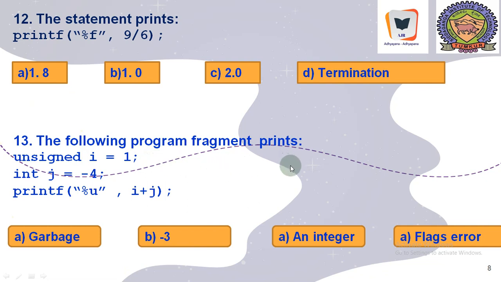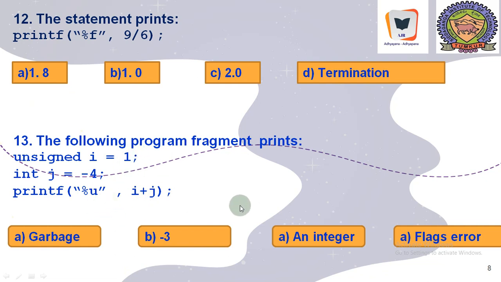The following program fragment prints: unsigned i equal to 1. This kind of program we need to execute. Otherwise, it's impossible to tell the correct answer immediately. But anyway, let us be informed about this. Unsigned integer i equal to 1, integer j equal to minus 4. printf with %u, the format specifier for unsigned integers. But what we have done is i plus j. i plus j is exactly equal to minus 3. So 1 minus 4 is minus 3.